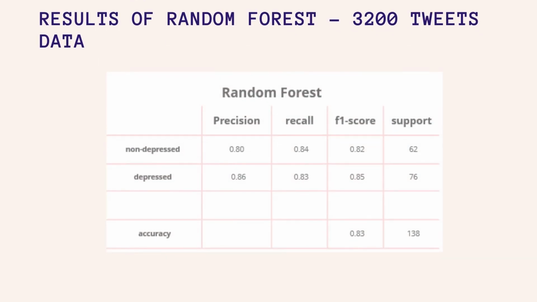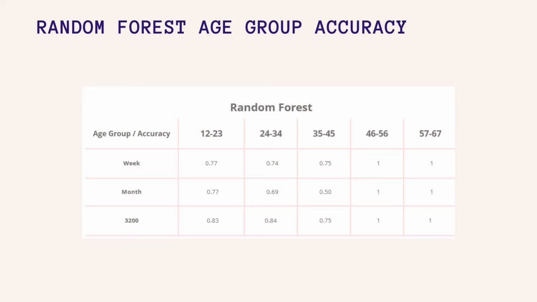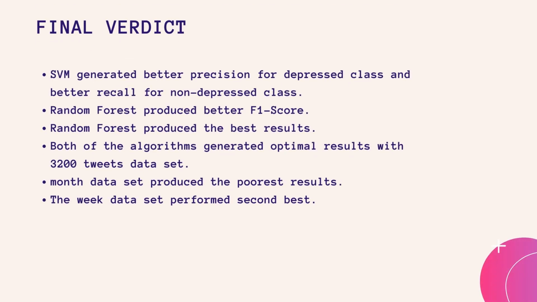The 3200 tweets data generates the best result for the random forest classifier as well. If we contrast accuracy for age groups, here we see that the 3200 tweets data classifier has done the best. We finally conclude that SVM generated better precision for the depressed class and better recall for the non-depressed class. Random forest produced better results for F1 score. Random forest produced the best result overall. Both of the algorithms generated optimal results with the 3200 tweets dataset. The month dataset produced the poorest results. The week dataset performed second best.